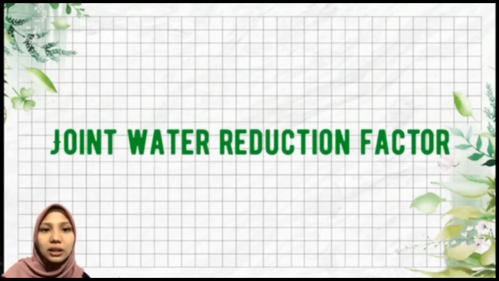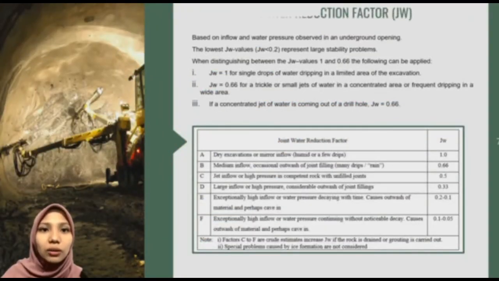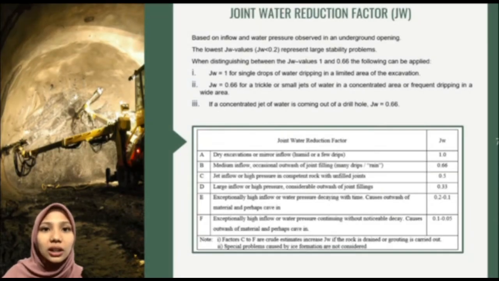Fifth is to determine the joint water reduction factor, which is JW. Joint water will soften or wash out the mineral infill, thereby reducing the friction on the joint planes. Water pressure may reduce the normal stress on the joint wall and cause the block to shear more easily. The determination of the joint water reduction factor is based on inflow and water pressure observed in an underground opening as shown in the table.